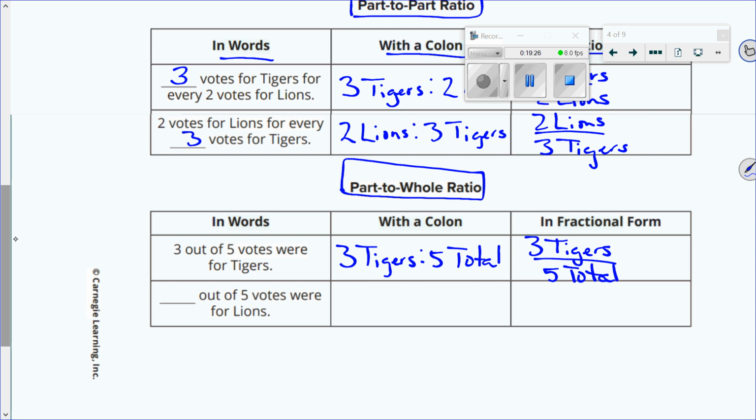We can also know if 3 of the 5 were for the Tigers, how many were for the Lions? Because there were only 2 options. So I know 2 out of 5 votes were for the Lions. So I can now write that as 2 Lions to 5 total. Or 2 Lions over 5 total.